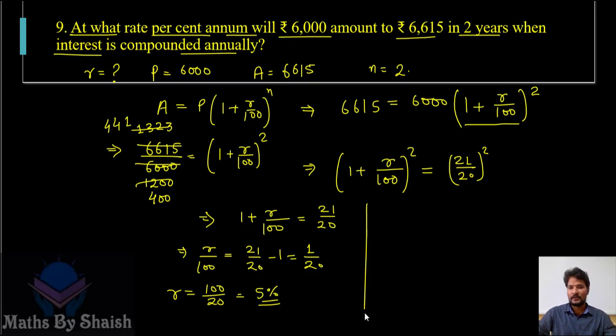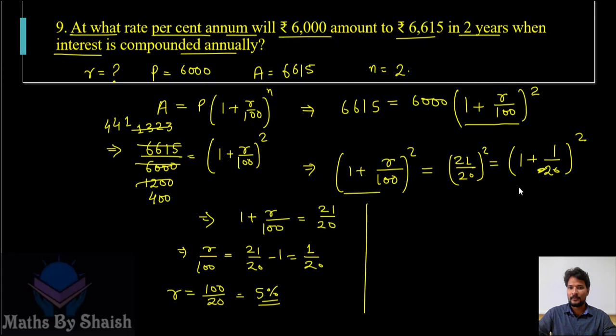We could have done it in this way as well. If we rewrite 21 over 20 as 1 plus 5 over 100, I'm just splitting 21 and 20, we can write this as 20 plus 1 upon 20, so it becomes 1 plus 1 over 20, which if we solve gives us 21 upon 20 whole square.